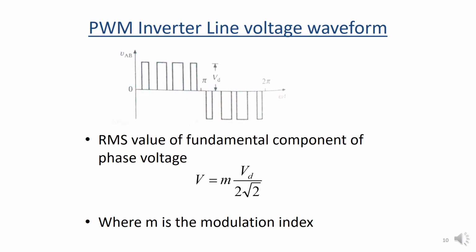The figure shows the line voltage waveform of the PWM inverter. Here we can see the width of the waveforms are varied. The RMS value of the fundamental component of the phase voltage is going to be m into Vd by 2 root 2, where m is the modulation index value.